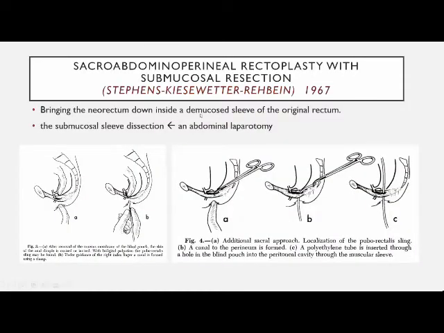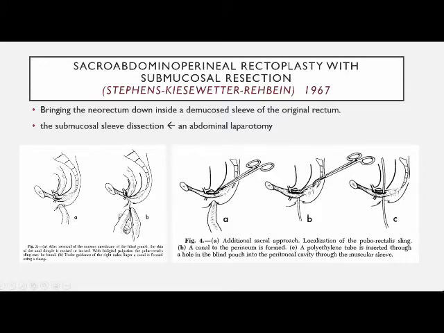This is another combination, which is Stephens, Kieswetter and Rehbein, described in 1967. That is the sacro-abdomino-perineal rectoplasty with a submucosal resection. In this, the new rectum is brought down or pulled through a demucosed sleeve of the original rectum. So this is how the rectal pouch is demucosed.